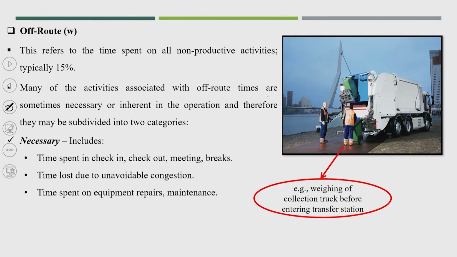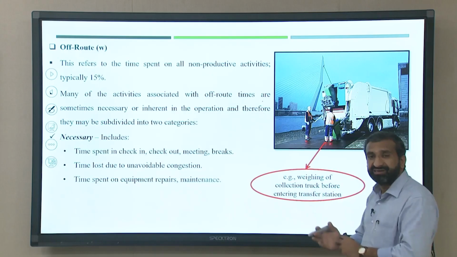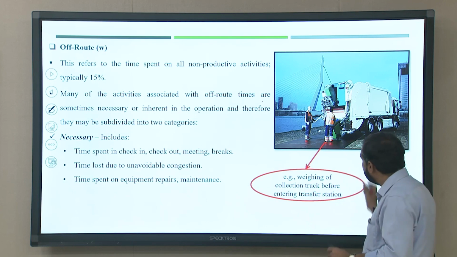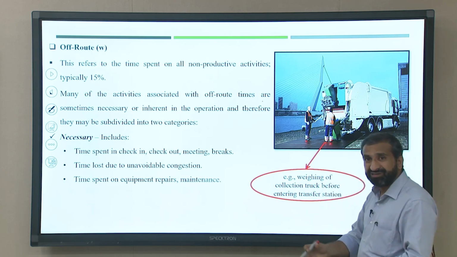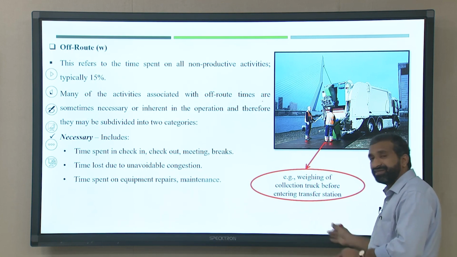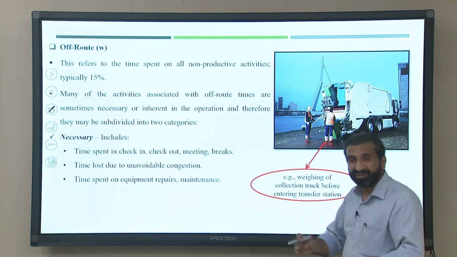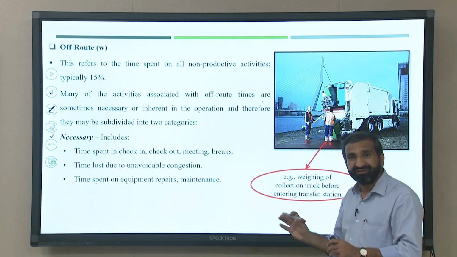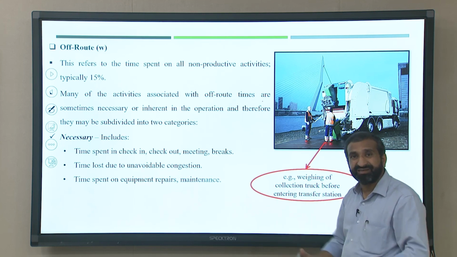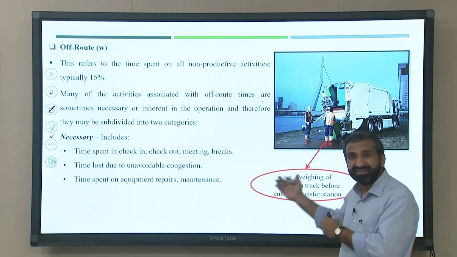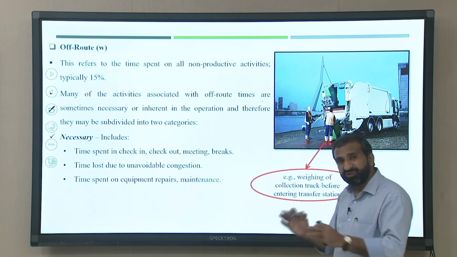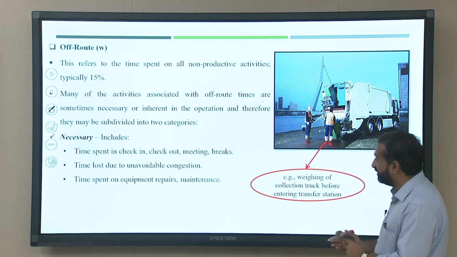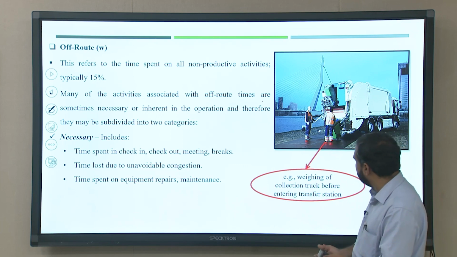Like you see here, weighing of the collection truck. Wherever the vehicle enters the recycling facility, it gets weighed, to know how much waste is going inside the disposal site or recycling facility. When it comes out, the weight is measured again. Many times the vehicle also gets cleaned, because if the vehicle is collecting biological waste, it obviously has to be cleaned every trip, or wherever it gets emptied. For that also it requires time, and that is necessary time.